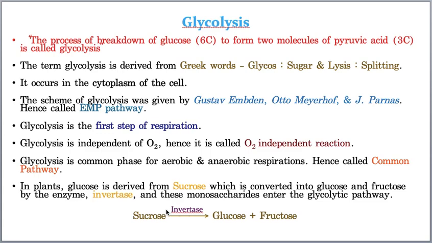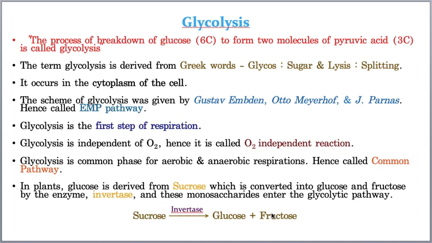So this sucrose, after entering into the cell, in the presence of an enzyme called invertase, I repeat, invertase enzyme, breaks the double sugar into monosaccharides. What are they? Glucose and fructose. Now this glucose undergoes glycolysis. Hope you understood how glucose is available in the animal cell and how glucose is available in the plant cell. If any small confusions are there, please let me know, I'll definitely answer you.